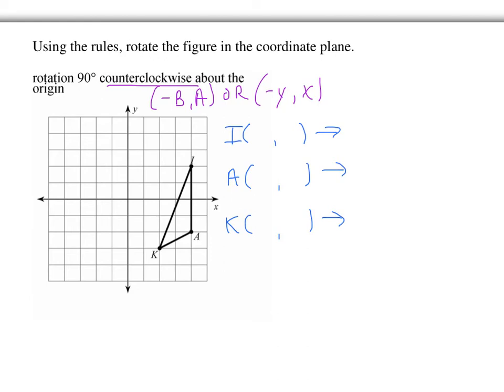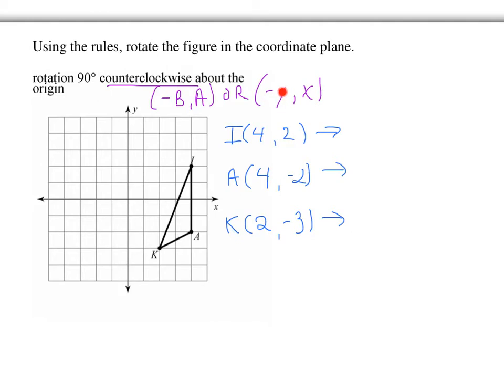So first, for this problem, we need to write down the original coordinates. So I is at 4, 2, A is at 4, negative 2, and K is at 2, negative 3. So next, if you notice in my picture, I wrote down what the rule was from that previous slide. So for 90 degrees counterclockwise, we need to rotate it this direction. And if it's 90 degrees, if you think about it, each of these quadrants is 90 degrees. So in a sense, all these points are going to be moving one quadrant over. So I will be over in the second quadrant. A and K will be in quadrant 1 because they're going to rotate one quadrant to the left.